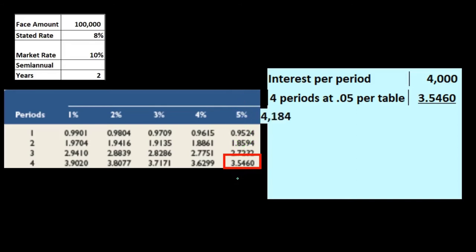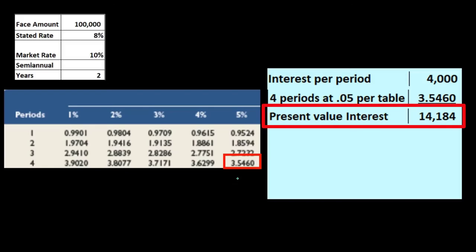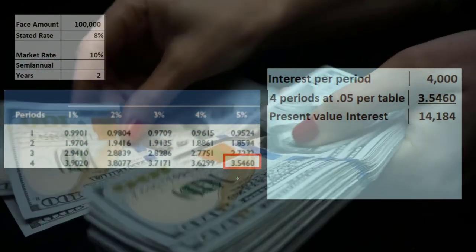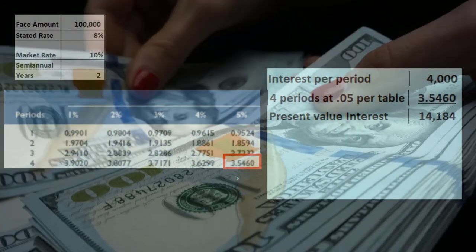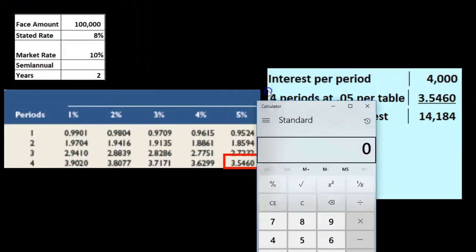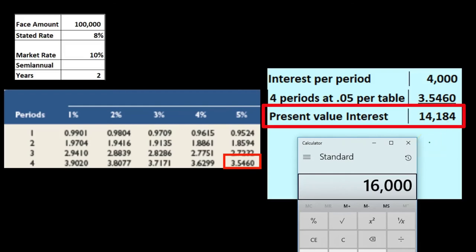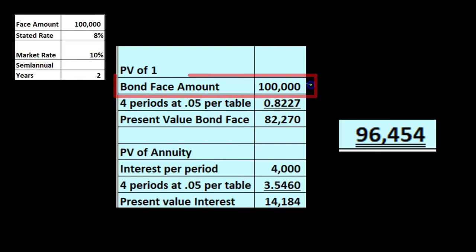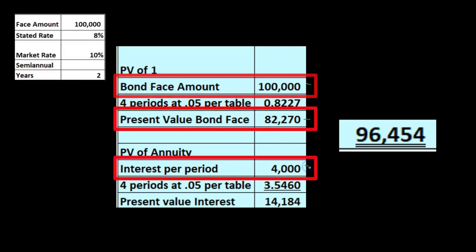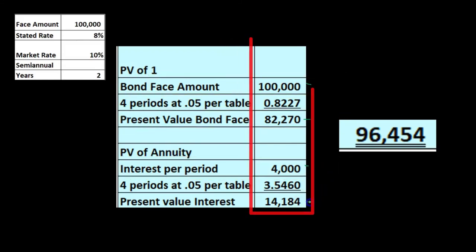That's the point of the table. And if we multiply that out, we get 14,184. In other words, if we wanted to get money today and said we're going to pay back 4,000 each time period, we're going to pay back 4,000 times 4, 16,000. We would expect to get 14,184 today in order to pay back 4,000 every 6 months based on the current market rate. So the bond has both of those components. It has the face amount we're going to pay back, worth 82,270 in today's dollars, present value, and the 4,000 we're going to pay back in an annuity every 6 months, $16,000, and that's worth 14,184.